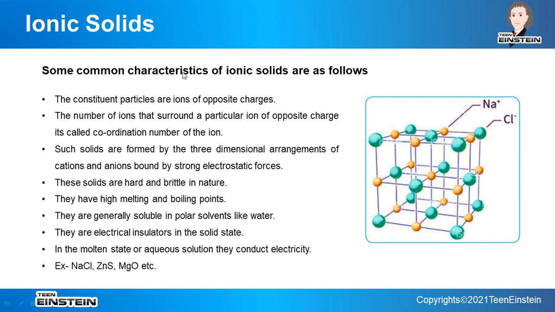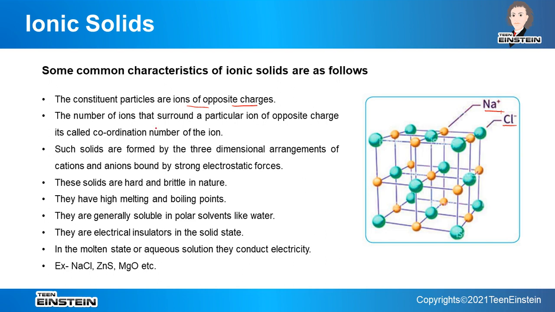So what are some common characteristics of ionic solids? Here we have a picture which is sodium chloride, simple table salt. The constituent particles here are ions of opposite charges. So now we have presence of ions in the ionic solid. So that is why we are calling it ionic solid.